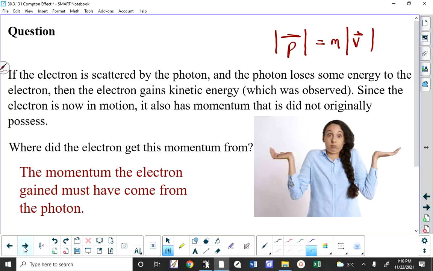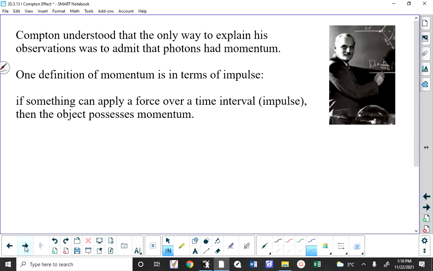We're starting to say, you know what? A photon really does behave like a particle. It isn't just some kind of word that we're going to say that means a bundle of energy. It can push stuff around. When light hits something, it applies a force to it. And one definition of momentum that we've learned about is in terms of impulse. If something can apply a force over time, then the object possesses momentum.